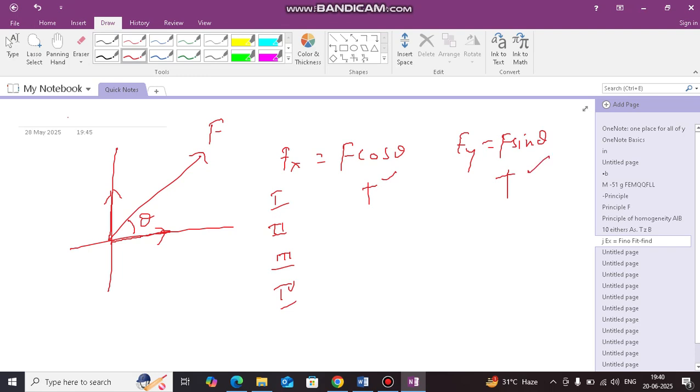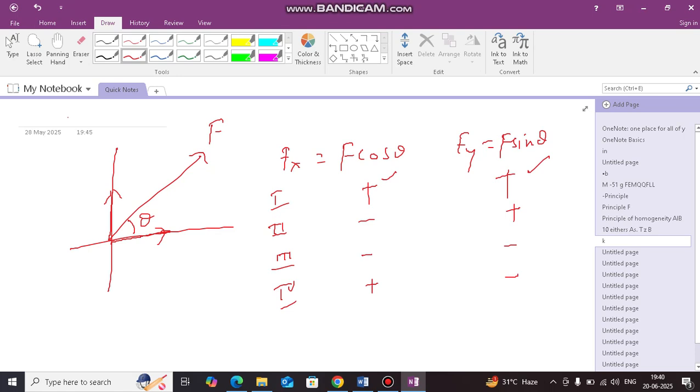Second quadrant, the x component will be negative and the y component will be positive, because sin is positive and cos is negative. Third quadrant, both will be negative. And fourth quadrant, the x component will be positive and the y component will be negative. This is the sign convention you have to follow.